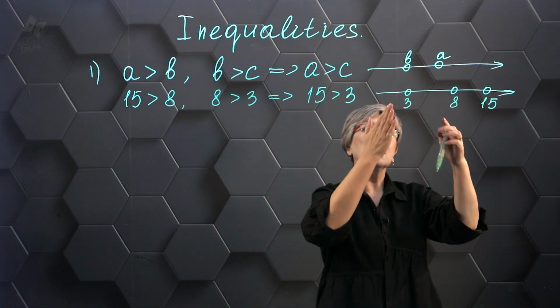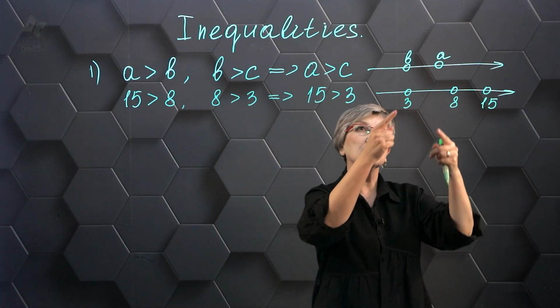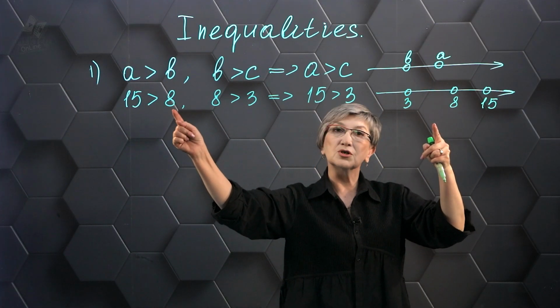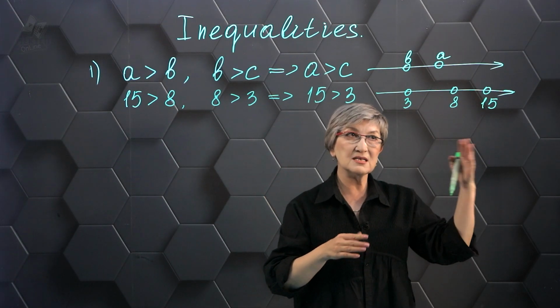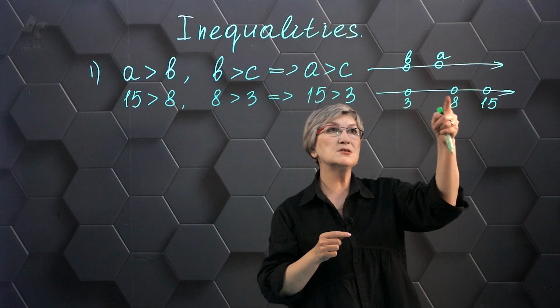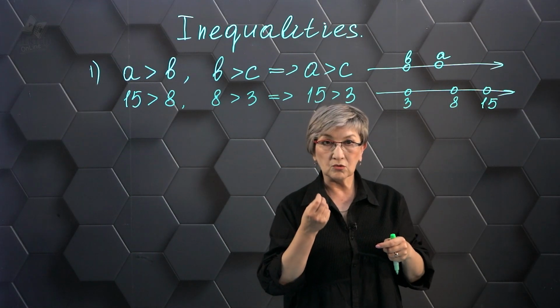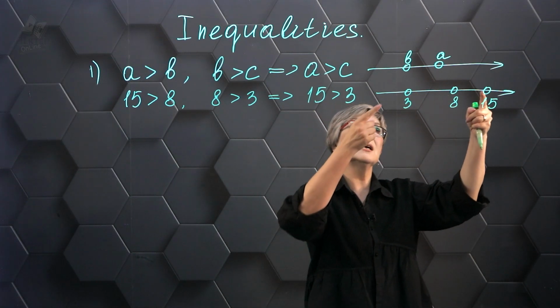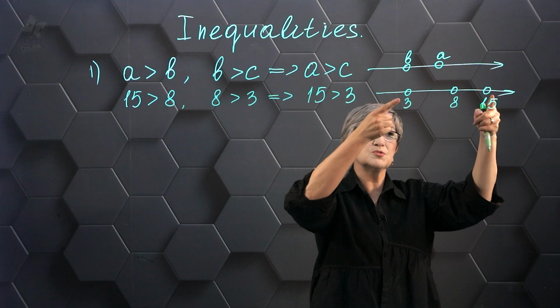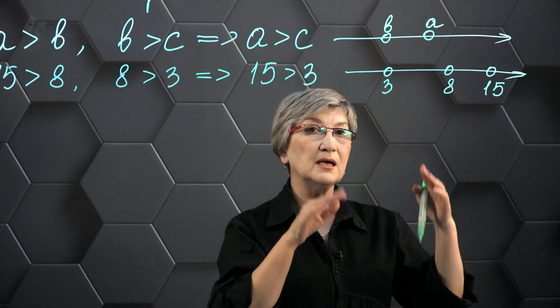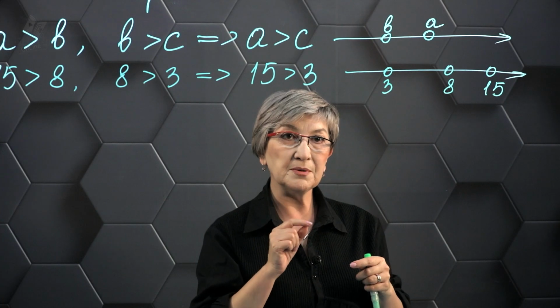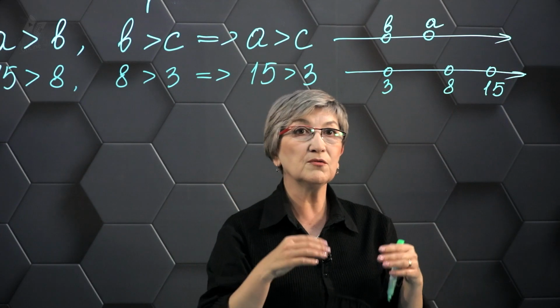Now notice, we've written in the form of numbers. The number 15 is greater than 8, 15, 8. The number 15 is to the right, and 8 is greater than 3. It's also to the right. Then the number 15 is greater than the number 3. The number 15 is to the right of the number 3. You will apply this same rule if you see letters on a coordinate line.